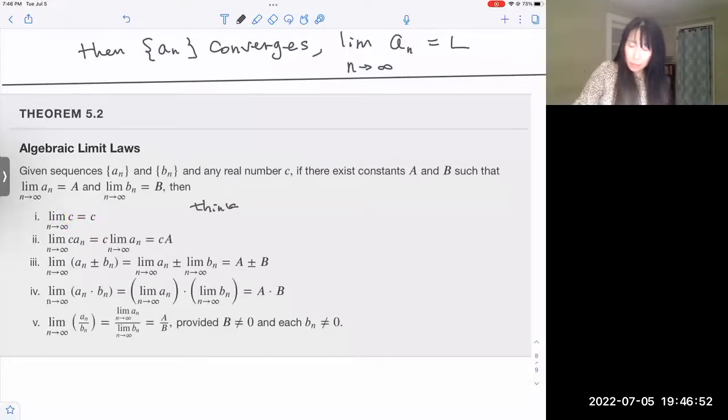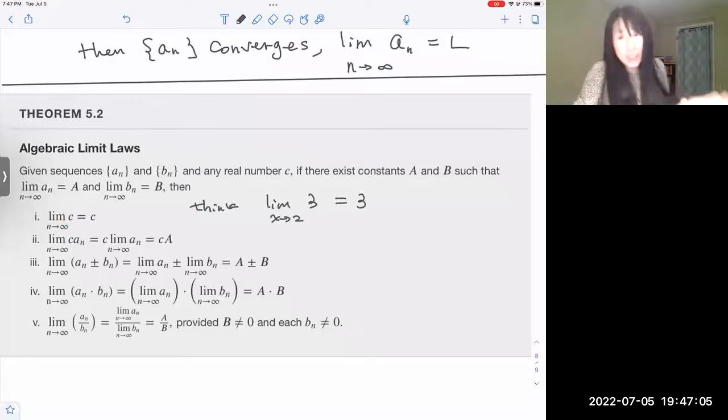like x approach to 2, right? So what do you get? This one. 3. It's a 3. It's a constant because there is no x, so we don't apply. We cannot apply the limit when x approaches. Is it calculus 1? Yeah, it's calculus 1, right?